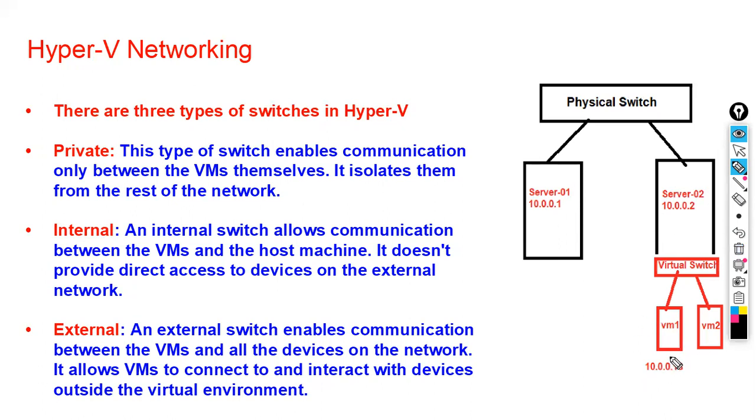Our requirement is that we want these two virtual machines to communicate with each other. They should communicate with the host server and they should communicate with the other devices as well. Then we should select the external switch. So based on your requirement, you will select the type of switch. We are going to use the external switch.